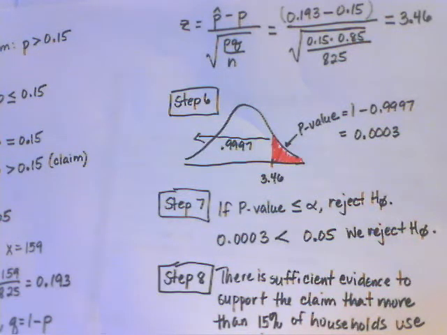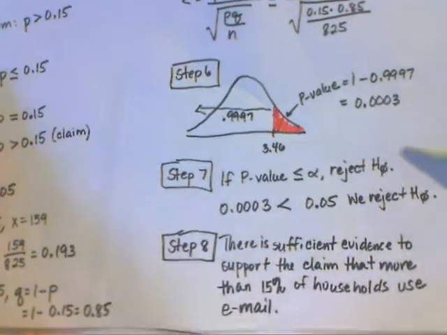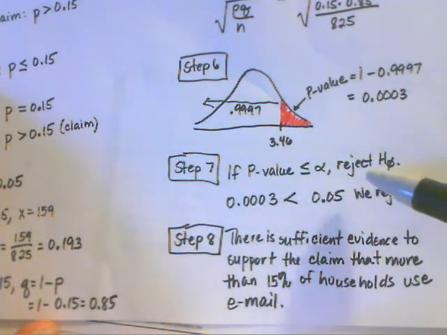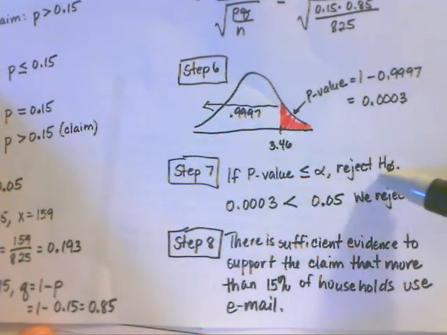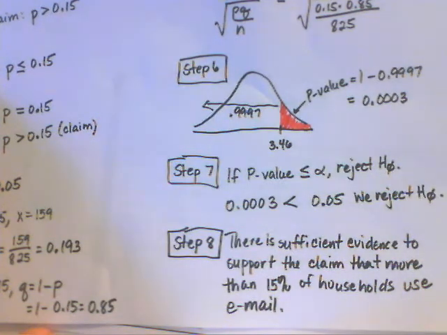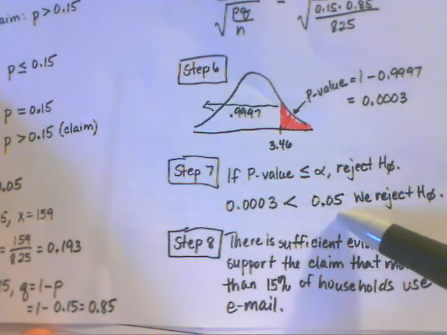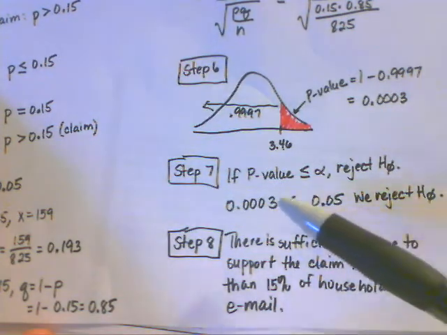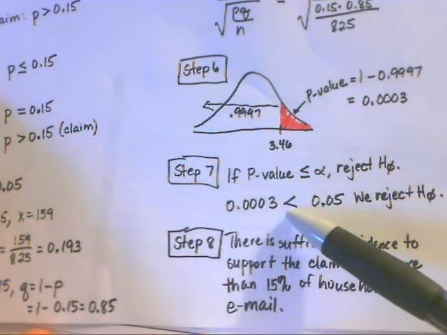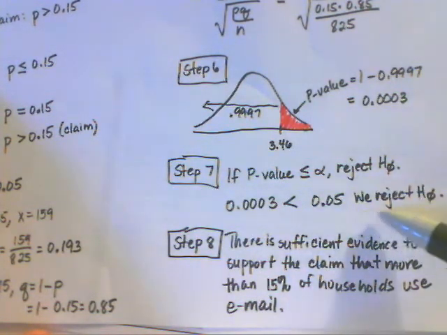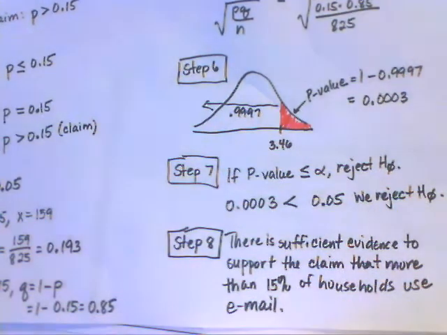Now, step number 7 is determining whether to reject the null or fail to reject the null hypothesis. Here, if the p-value is less than or equal to alpha, you reject the null hypothesis. That's my decision rule here in this case, when we're dealing with the p-value approach. Okay? Now, in this case here, I'm going to compare 0.0003 with 0.05. Compare these two, you can see that 0.0003 is less than 0.05. And because of that, we can reject the null hypothesis.